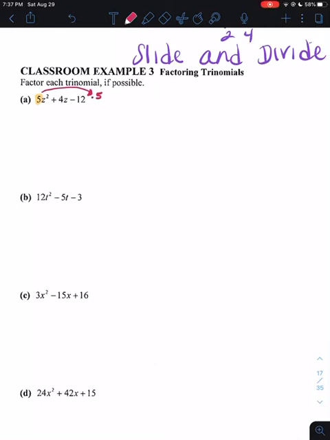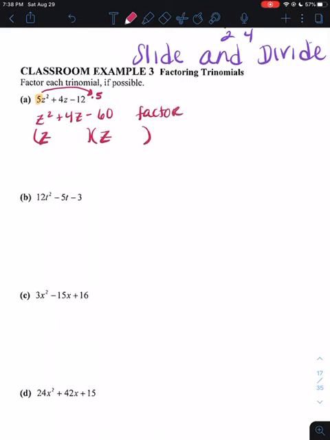So if I move the 5 down to the other side, I have z squared plus 4z minus 12 times 5, which is 60. Now when you look here, you have something similar to what we did before. I have a z squared. The only way you can get a z squared is z times z. So you go down and do your factoring like you did before.